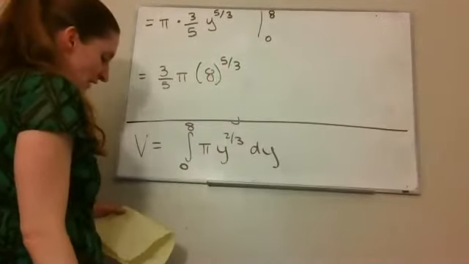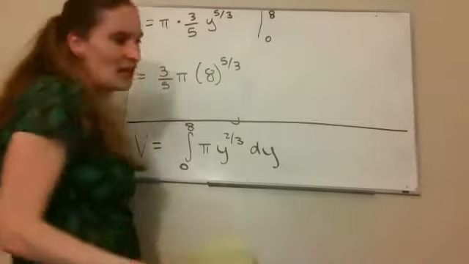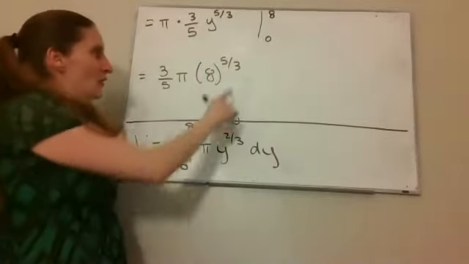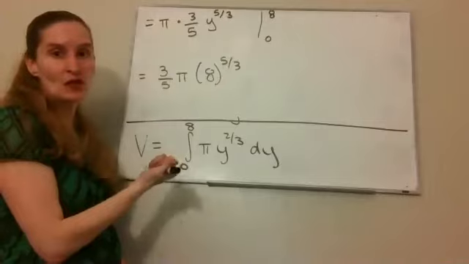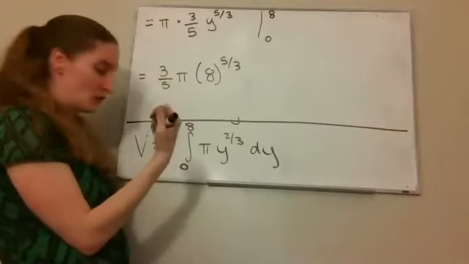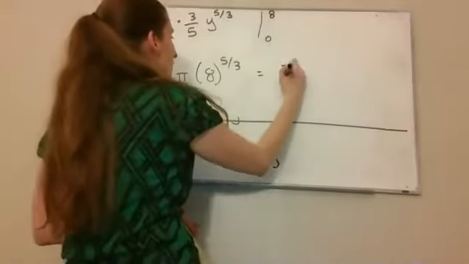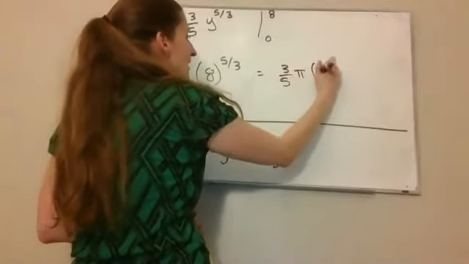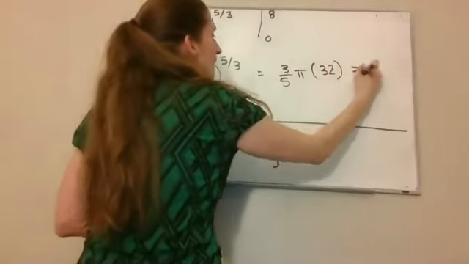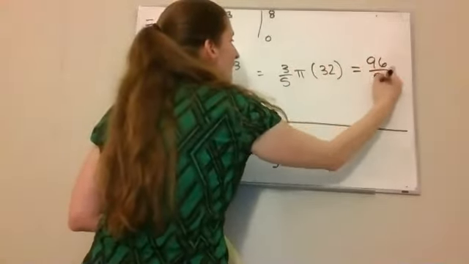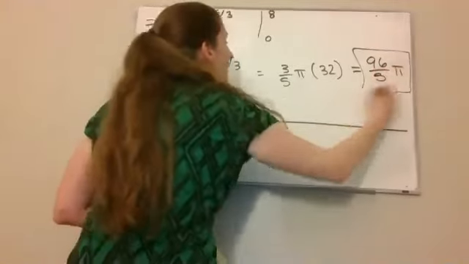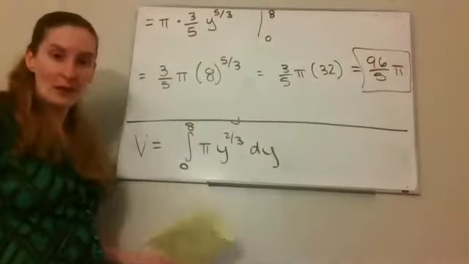Well, what is 8 to the 5/3? So you could type it into your calculator, but you can also do the cube root of 8, which is 2, and then 2 to the 5th, which is 32. So I get 3/5 pi times 32, which is the same thing as 96/5 pi. And that is my volume.